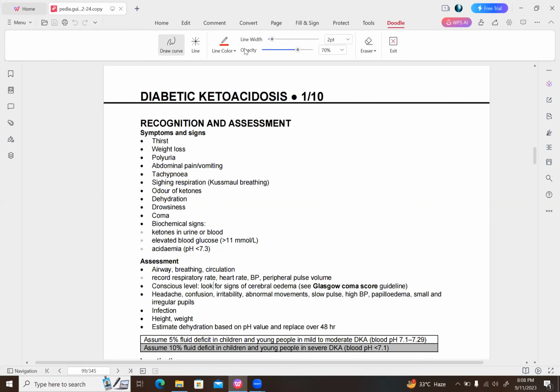So what we talk about today is diabetic ketoacidosis. First of all, let me give you the concept of what is diabetic ketoacidosis. Okay, so we have a diabetic patient, we have a diabetic kid. All right, our diabetic kid who got an infection, like gastroenteritis or any infection.